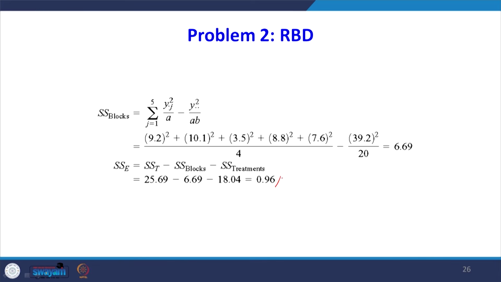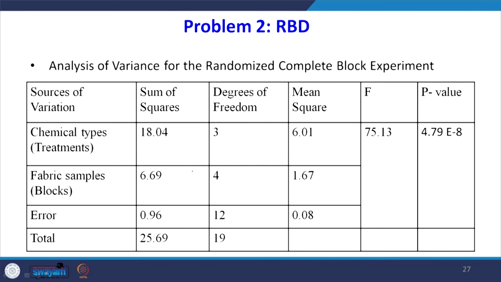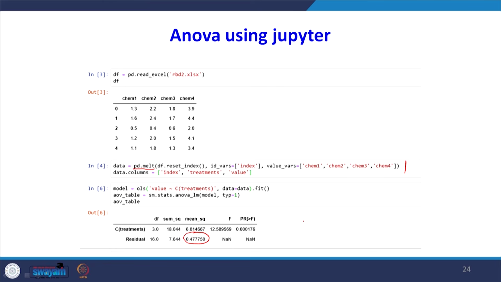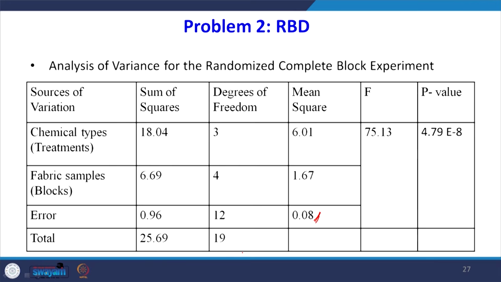So, I am getting 0.96. So, this is the true error without the blocking effect. So, what is happening, the mean square here is 0.08, right. So, we will go back: what was the mean square without blocking? Yeah, you see that without blocking it was 0.47, now it is 0.08. The mean square error is reduced because we have removed the error due to blocking.